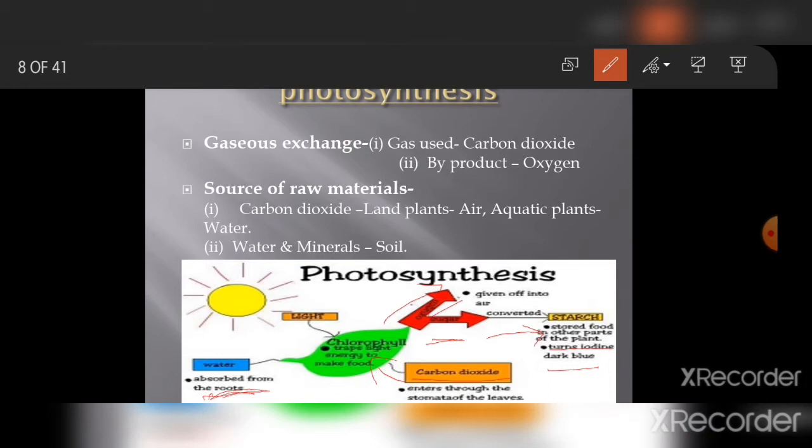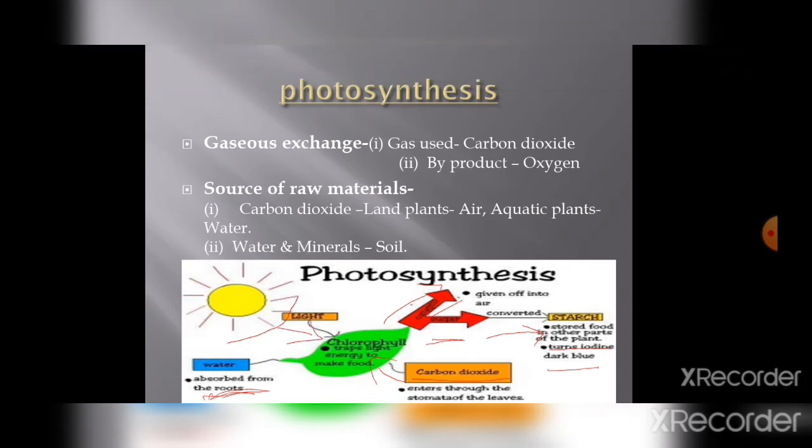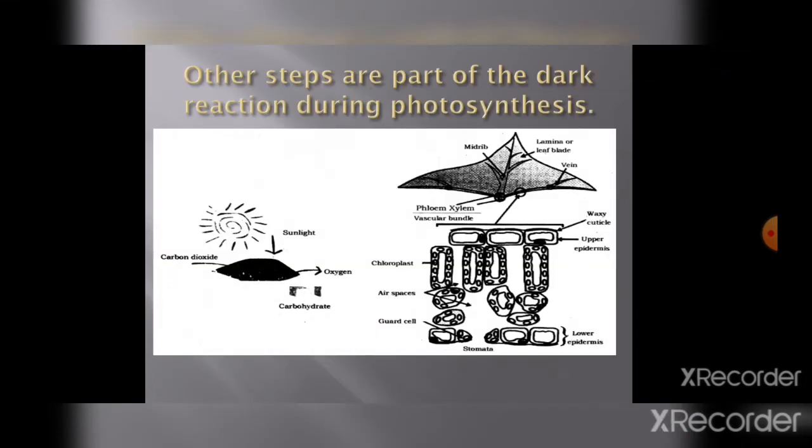After the food is ready, see here: carbon dioxide plus water, in the presence of energy with the help of chlorophyll, gives glucose. This is not sugar. Glucose plus oxygen. So oxygen is given out, and the glucose is stored in the form of starch. Another name is carbohydrates. It is stored in the form of starch.